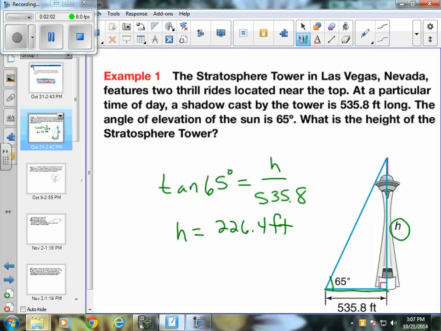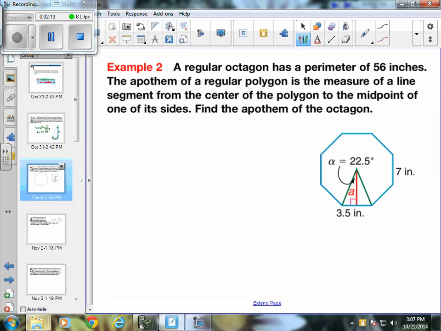So we're just trying to set up the right trig ratio that would solve it best for us. So look at what we have and what we're trying to find, and then use that trig ratio. So things that are not easily measured. Okay, we'll try another one here.